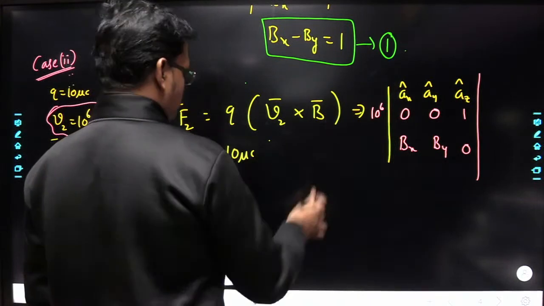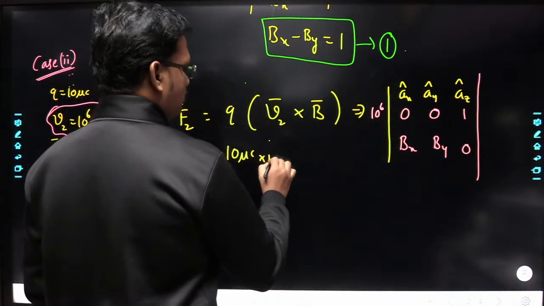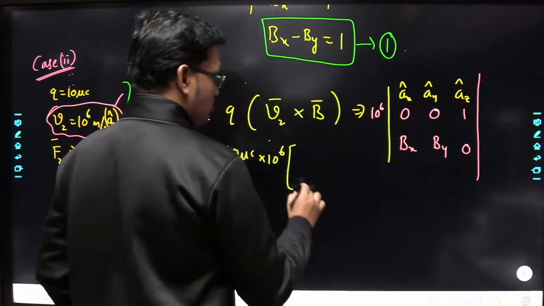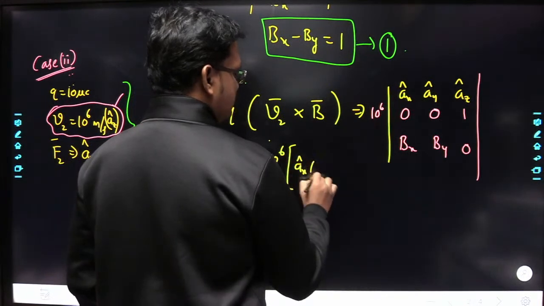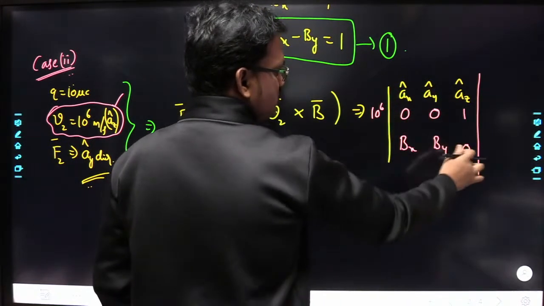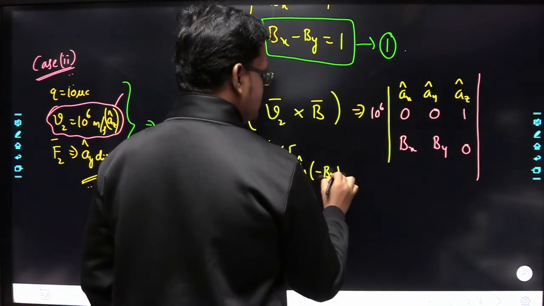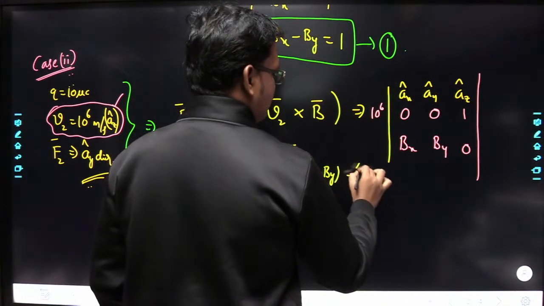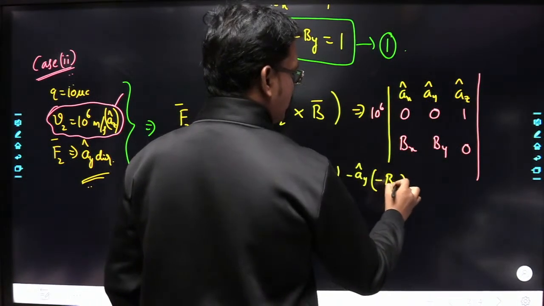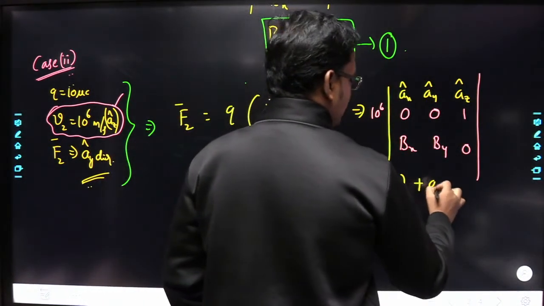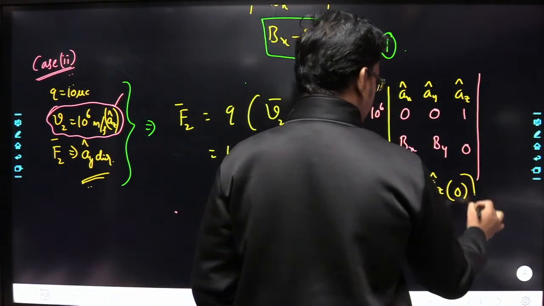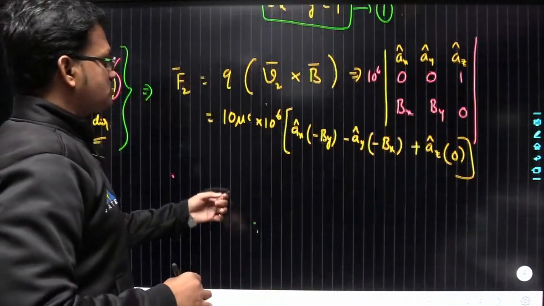So 10 microcoulomb here into 10 to the power of 6 into, so do this cross product here, what are you going to get? AX cap into 0 minus BY, so you are going to get minus BY. Next, minus AY cap into 0 minus BX, so you are going to get minus BX. Next, plus AZ cap into 0. Understood? Okay, so this is what you are going to get.